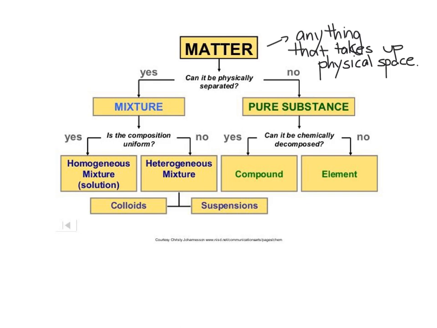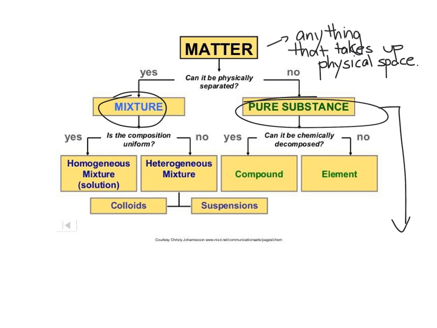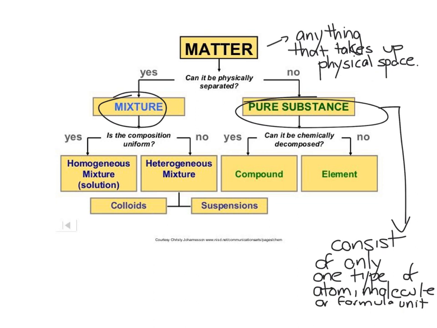So that describes anything. But we can then separate matter into two different substances. We can separate it into things that are mixtures and things that are pure substances. In general, pure substances consist of only one type of atom or molecule or formula unit. So what that means is either they only consist of one type of atom, in which case they would be an element, or they consist of one unit that comprises one type of molecule.